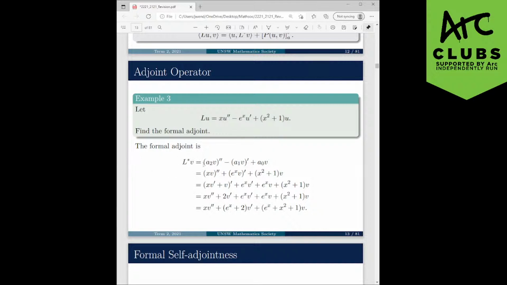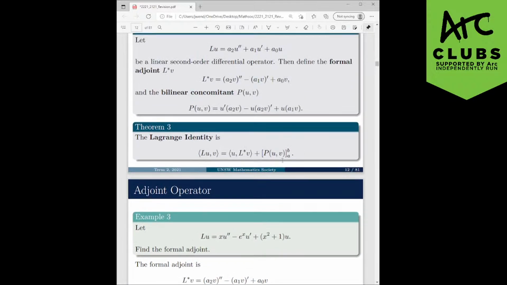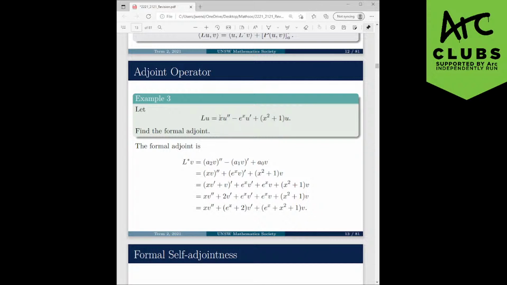So your L star V is equal to, so this is a direct copy of the formal adjoint definition from above. So the A2 in this particular question would be here. It will be the x, it's the coefficient of u dash dash. Your A1 will be negative e to the power of x. And in this case, for minus A1 v dash, we just brought the negative out from the A1 to make it a positive in front. It's not really necessary, but it looks nice if you do that. It might be a bit less confusing when you enter the product rule. And your A0 is of course just x squared plus 1.